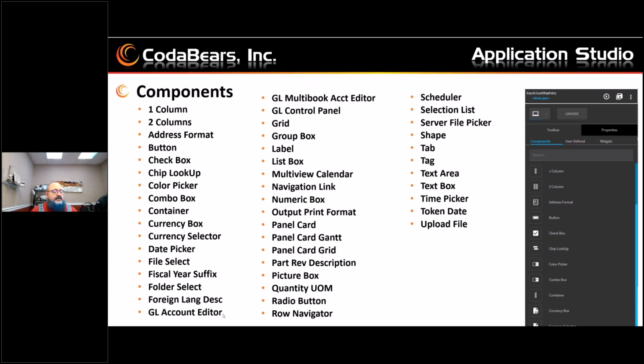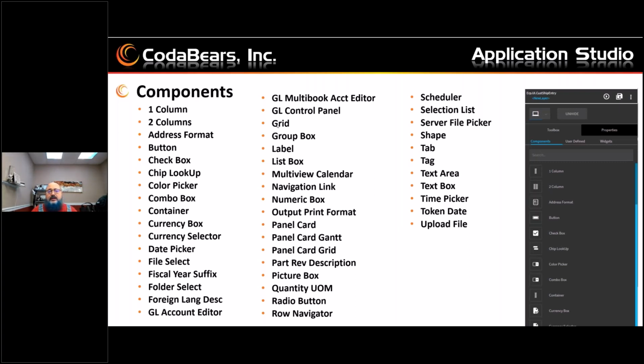The GL account editor, based on your GL account structure, what are the mandatory and what are the optional fields? This GL account editor automatically opens up the dialog for the person to enter the chart, department, division, product group, whatever you're using for your GL structure. There is a GL multi-book editor, a GL control panel. So if we need to add a GL control to something, we can.